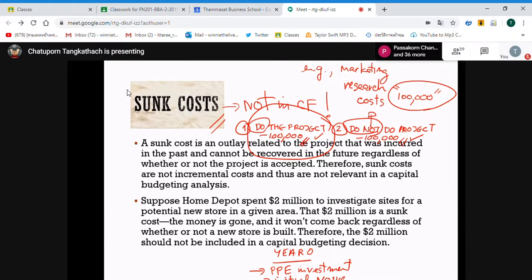So sunk cost, you need to pay no matter what. What should the definition of sunk cost be? Sunk cost must be a cost or expense that the firm is required to pay no matter what. No matter what means that whether the firm accepts or rejects the project, the firm still needs to pay it. So that is not part of your cash flow estimation. You call it sunk cost. Any questions about sunk cost before I continue?